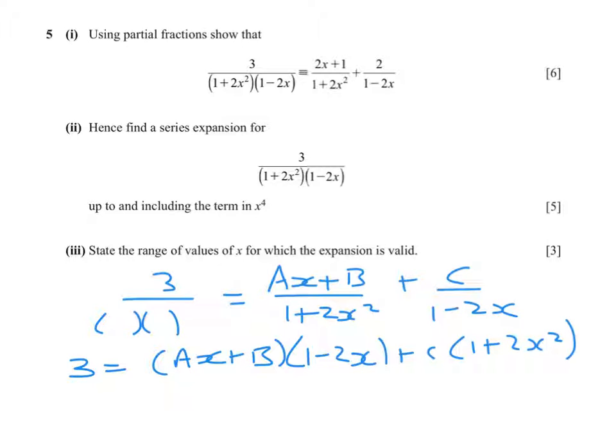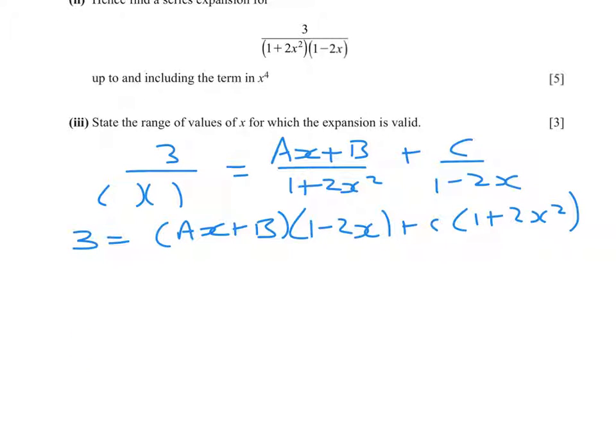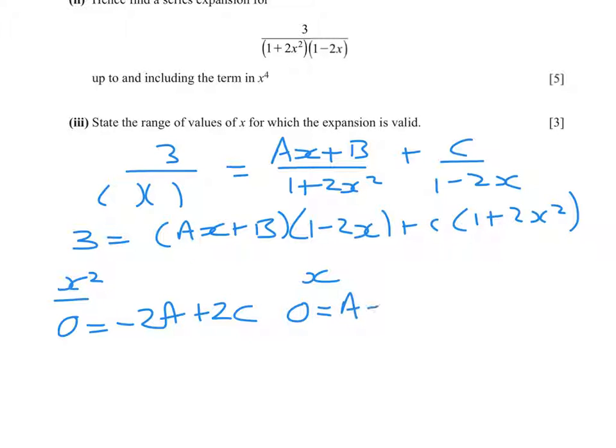So if we go through and equate the coefficients, and if we start with the x squared, we have 0 on the left. We then have ax times minus 2x, so minus 2a, and we have 2x squared times c, so plus 2c. If we then look at the x's, we have 0 on the left, and we will have a times 1 and minus 2b. And if we look at the constant, we have 3, which will have to equal b plus c.